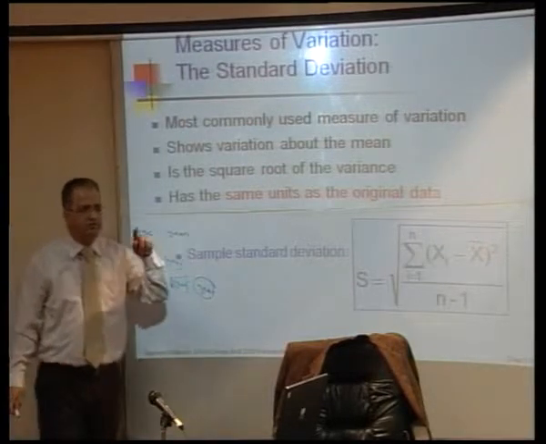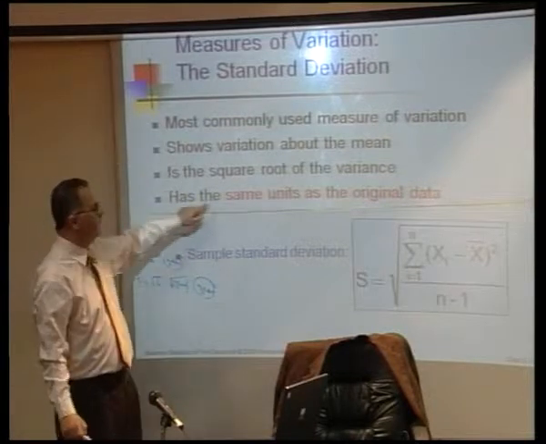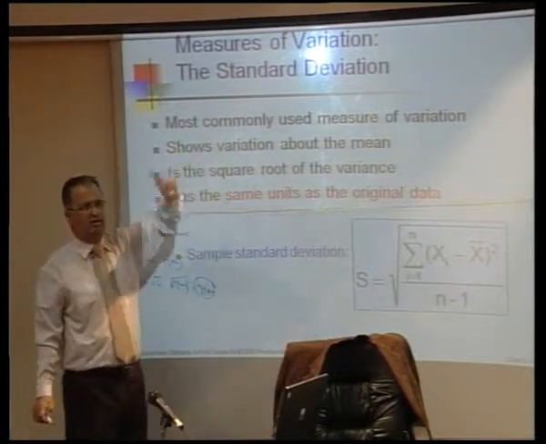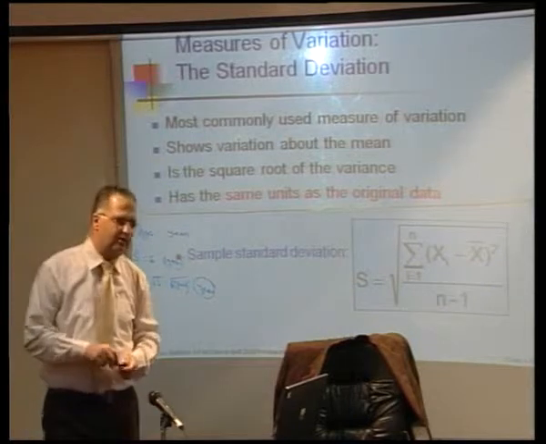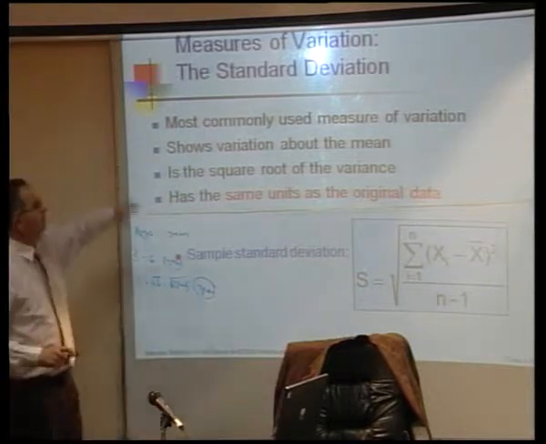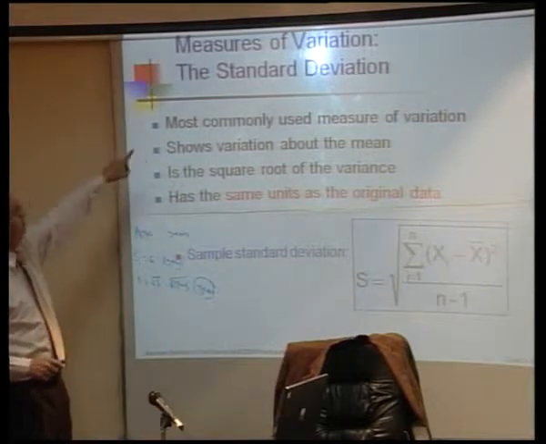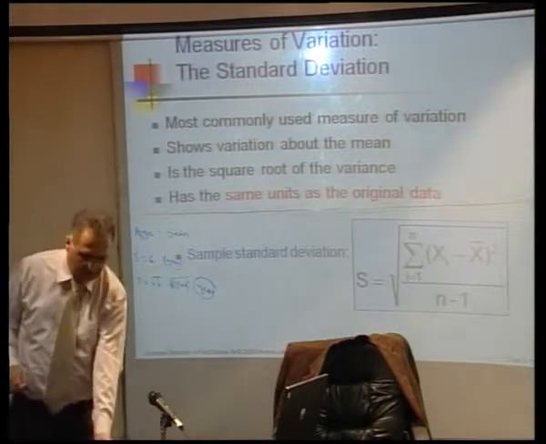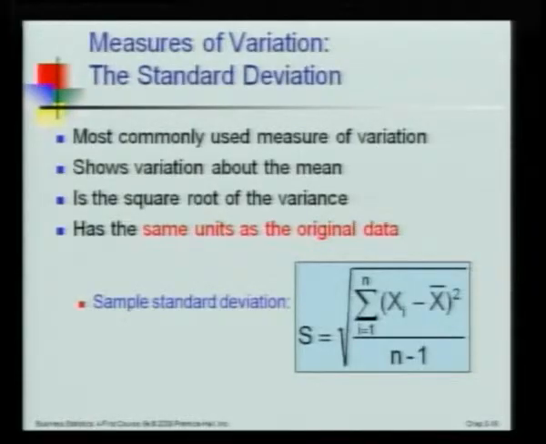For this reason, most of the time we are using the standard deviation rather than the variance. So again, standard deviation is the most commonly used measure of variation in statistics. Standard deviation shows variation about the mean, and it is the square root of the variance, and as I mentioned, it has the same unit as the original data you have.